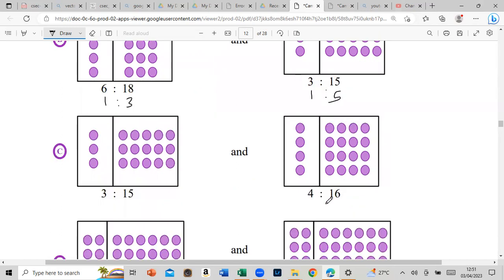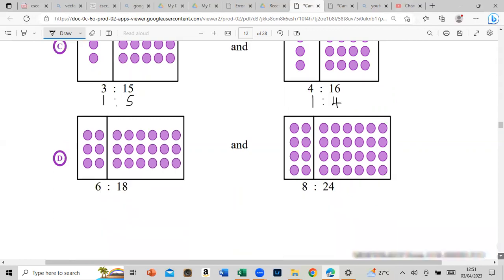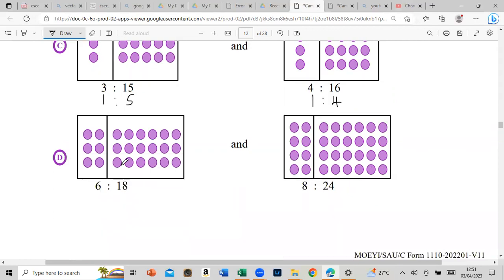Next up, we have 3 to 15. Again, 1 to 5. And this one would be 1 to 4. So these are not equivalent so far. So it should be the next one coming up. Or, yeah, this is the final one. Let's see if it works. So 6 into this goes 1, this into this goes 3. 8 into itself is 1, 8 into this is 3. So our answer would be D in this case.